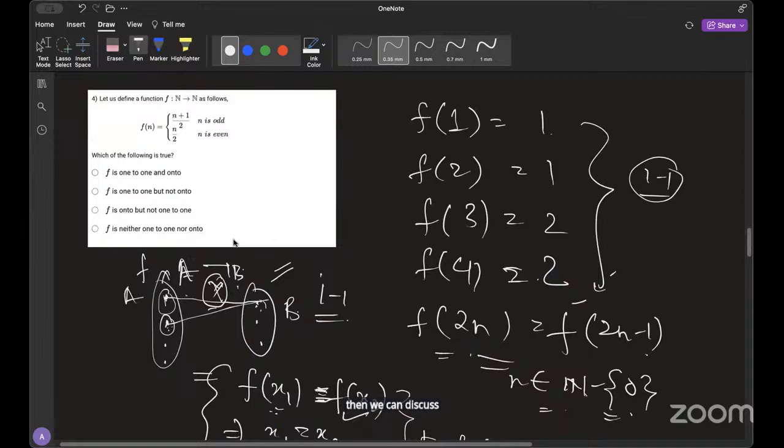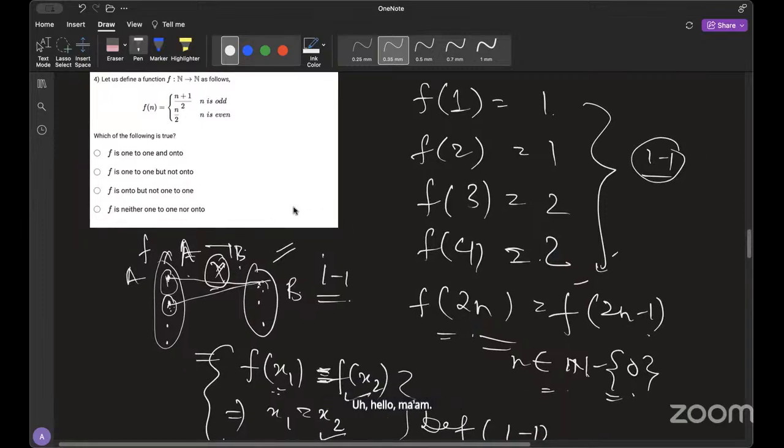Ma'am, regarding the question, I am finding it quite difficult to understand the odd and even thing. And ma'am, also you put 1, 2, 3, 4 instead of the x. Can we put any value as per our liking, or is there any method of doing it?